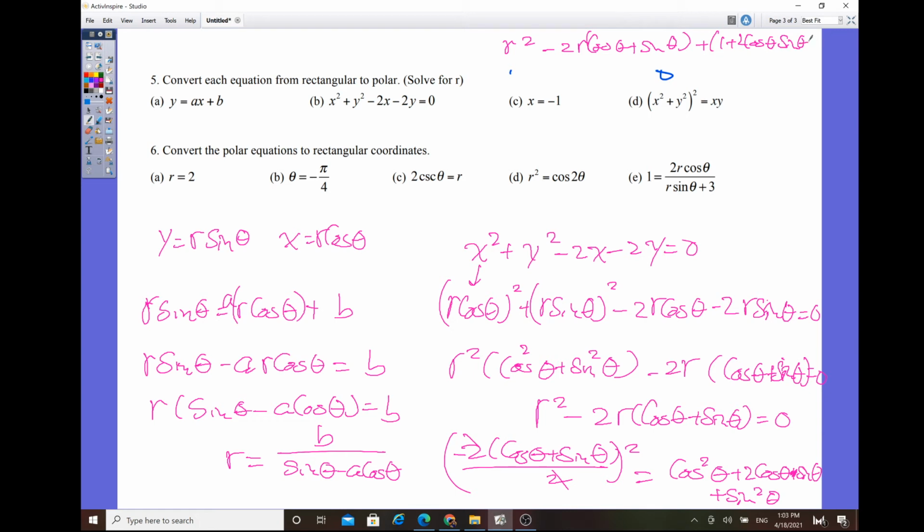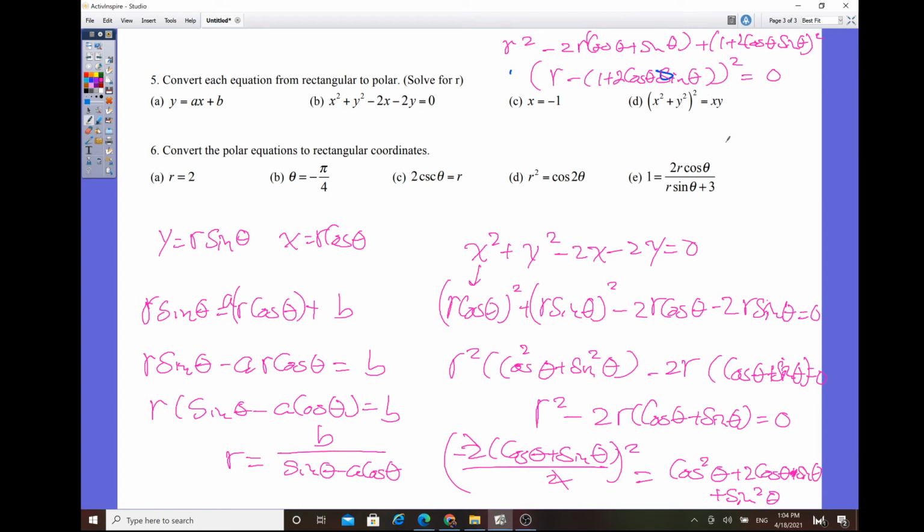So try to do it this way, so this one would be a little bit confused. Okay? So once you factor it, it's like r minus the quantity of 1 plus 2 cosine theta sine theta, and then the whole quantity squared. It's like completing the square. And then the rest of that, you want to expand it, put it out, and then solve for r.